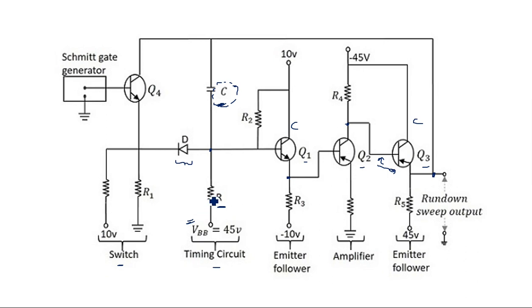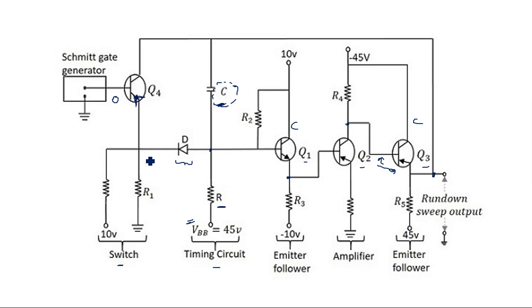Under normal conditions, the output of the Schmitt trigger is at a lower level. Let us consider it as zero level. That makes the Q4 transistor come into the on state. Lower level is nothing but Q4 transistor coming into the on state, since this is a PNP transistor, not NPN. So for the lower level of the Schmitt trigger gate input, the transistor Q4 is said to be on.